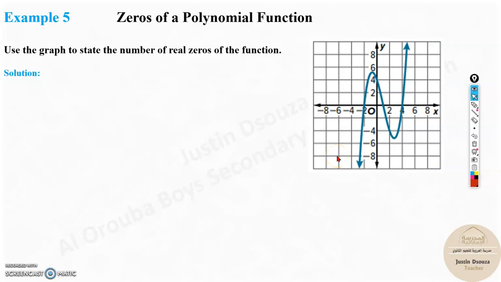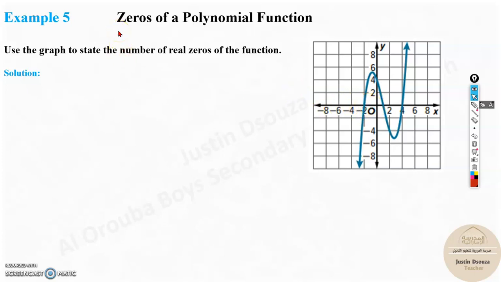Moving on to the last type of topic, that is zeros of polynomial function. Among all the other type of problems in this lesson, this is the easiest because you have been given a graph and you need to state the number of real zeros. You can easily see zeros.